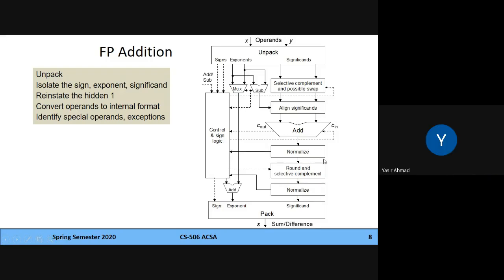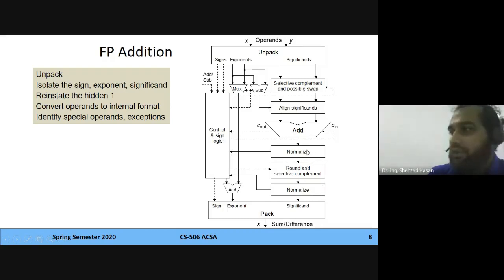Of these two normalizers, only one of them would be used. So either it would be normalized over here or over here, not both at the same time. Sometimes the exponent values are the same, and you get a value which lies between 2 and 4. So you are going to round it and then normalize it, right? Sometimes you are going to get a result which is very small, and then you normalize it first, and you don't really have to round it because the result is there.